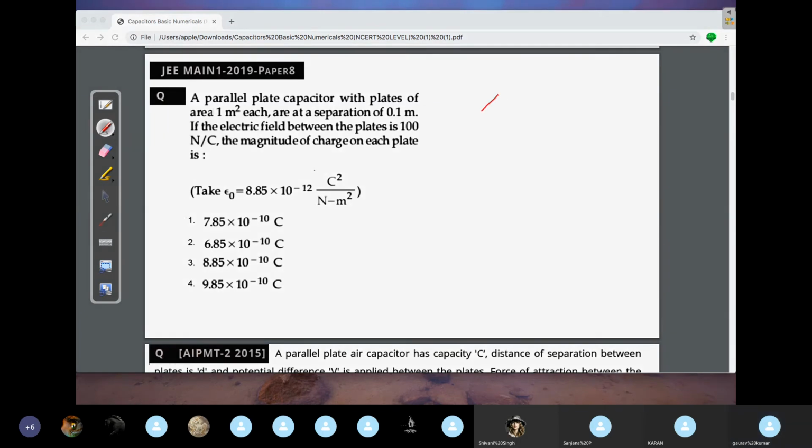See, you have two plates here. On one plate, you will have a charge plus Q. On the other plate, you will have a charge minus Q. The plate area, let's say, is A. And the separation between them, let's say, is D. So you know that the electric field that you will have will be this E. E is what? Sigma by epsilon naught. This is a formula. We have already derived this formula, right?